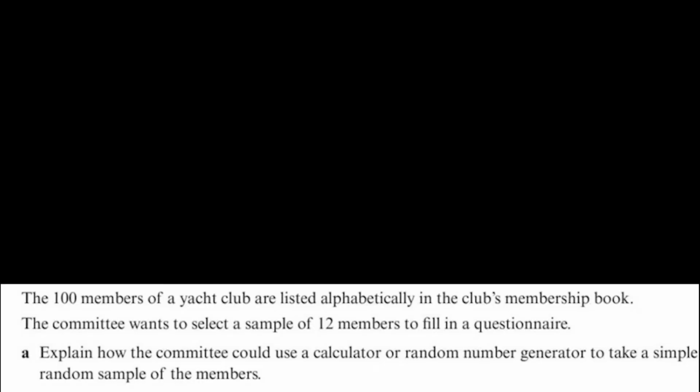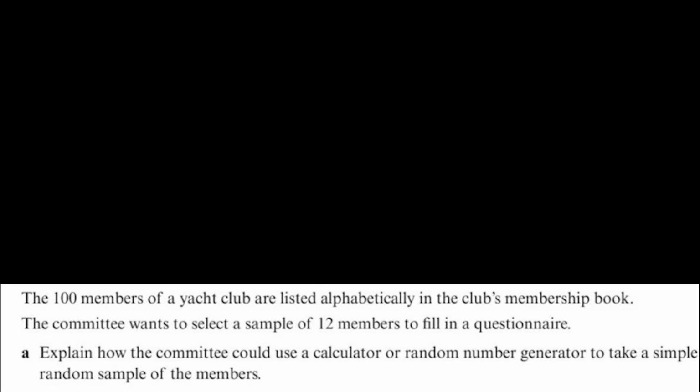Okay, so let's actually just dive into an example here. We've been told that there's 100 members of a yacht club and they're listed alphabetically in the club's membership book. Okay, so that sounds like a sampling frame to me. It's a register or a list that contains all of the members of the club. The committee wants to select a sample of 12 members and they want them to fill in a questionnaire. So we need to explain how the committee could use a calculator or a random number generator to take a simple random sample of their members.